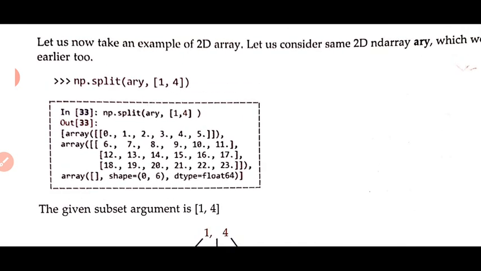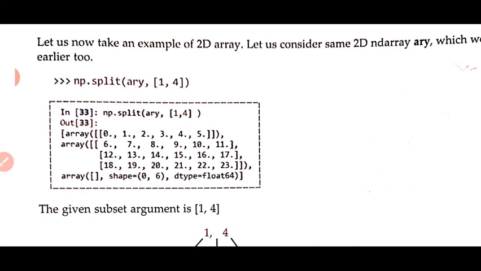So in case of 2D, it is needed to define axis 0 or axis 1. If not written in the question, by default the interpreter will work according to axis 0. So first split is 0 to 1, second split will be 1 to 4, and third split will be 4 to end.